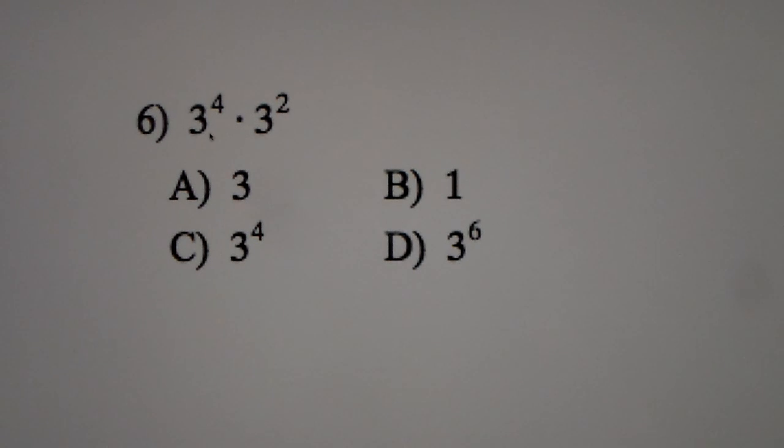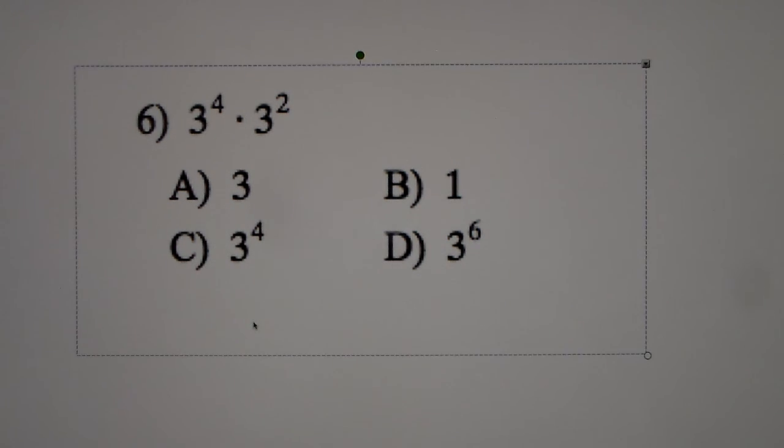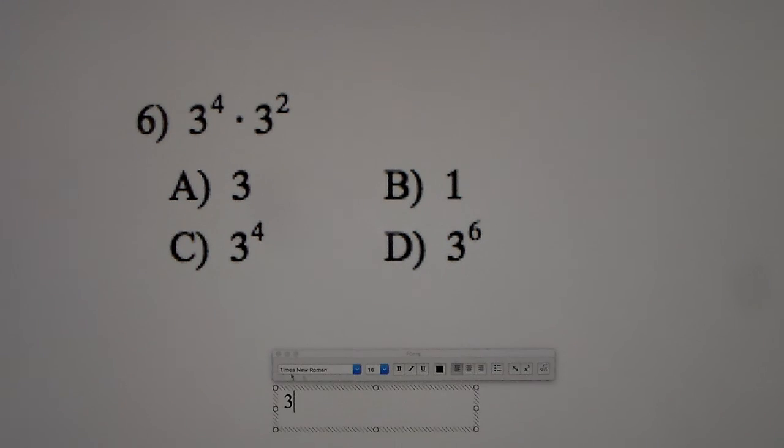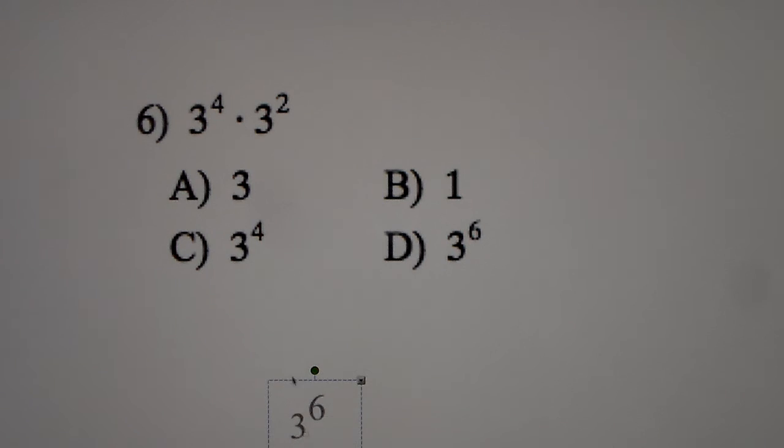So 3 to the power of 4 times 3 to the power of 2. Since this base is the same, we could add the powers. So 4 plus 2 gets you 6. And this is 3 to the power of 6 because you have the same base. So our answer will be 3 to the power of 6. Since it's a positive power, we don't have to move it to the bottom. So our final answer will be D. It's for 6.